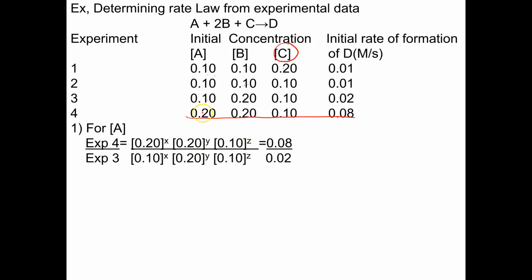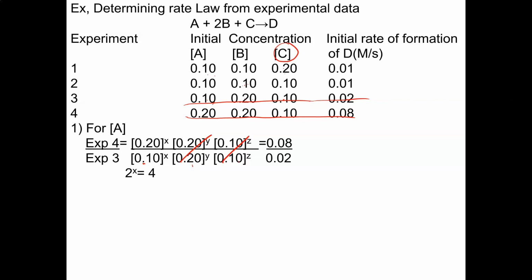So I took experiment 4 over 3. You notice all these numbers. See the 0.1, 0.2, 0.1, 0.02. Perfect. Now what happens? Look at the math. Goes away, goes away. Now you're left with just 2 to the x equals 4. That's how the math plays out. And that's what you usually should get, some sort of manageable number.